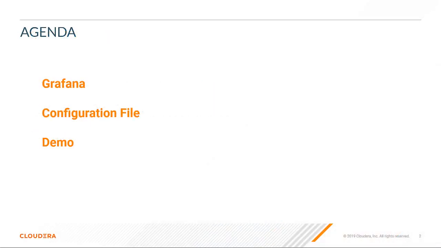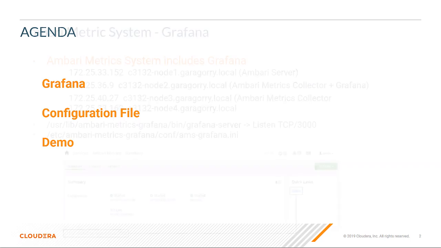In this video, we will be describing the Grafana component, part of the Ambari Metrics System, and the steps required to use SSL certificates provided by a custom CA. Finally, we will be executing all the steps required to complete the configuration.